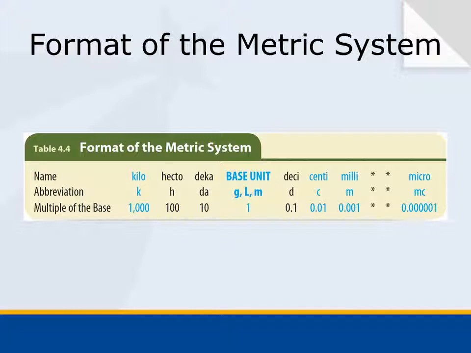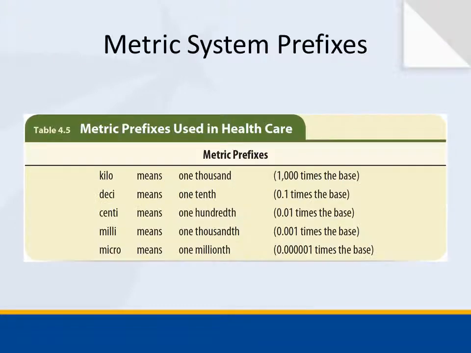Unlike the household system, the metric system is based on multiples of 10. Units of measure for length, weight, and liquid volume all use the same terms and are all based on multiples of 10. In this table, the terms that are commonly used in healthcare are in blue. The same prefixes are used for length, weight, and liquid volume in the metric system. So kilo, deci, centi, milli, and micro. You will notice that decimals rather than fractions are always used in the metric system.